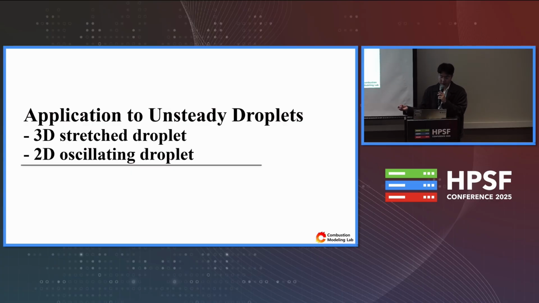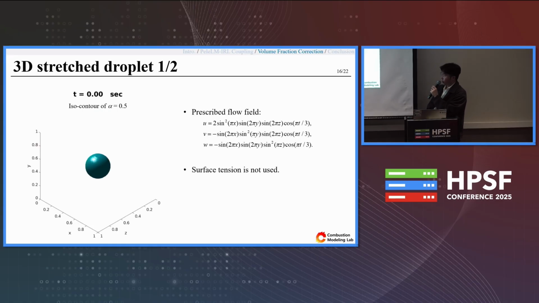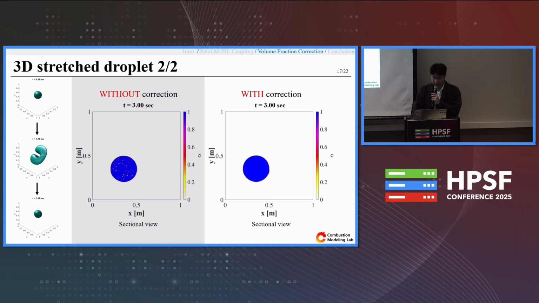I also applied these methods to unsteady droplet simulations. First is the 3D stretched droplet, using prescribed flow fields: this circular droplet is stretched until 1.5 seconds and goes back to the initial shape at 3 seconds. And these are the results without correction and with correction. Without the correction, you can see that there are many dots inside the droplet, which is an unreasonable result. But with the correction, we can see that the circle shape is retained.